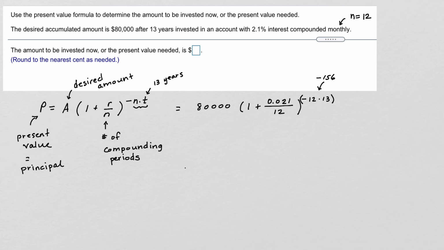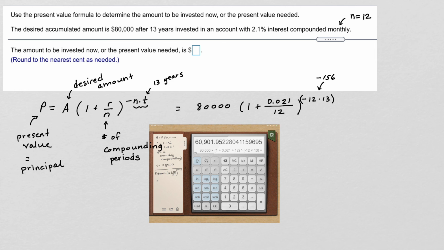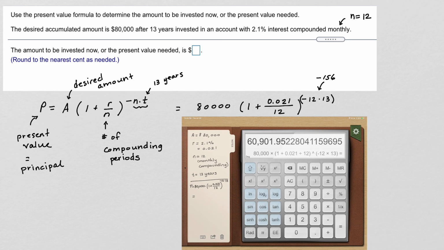So now I put that into my calculator, and let's see. Whoa. So I've come up with $60,901.95. And so that is what we got for that. That's the end of that problem.